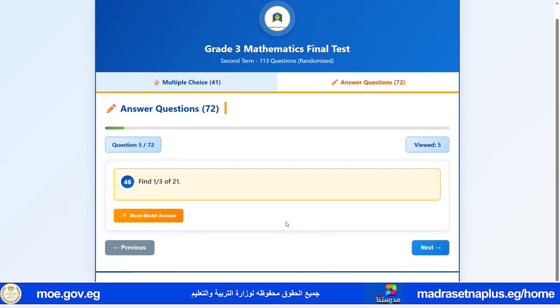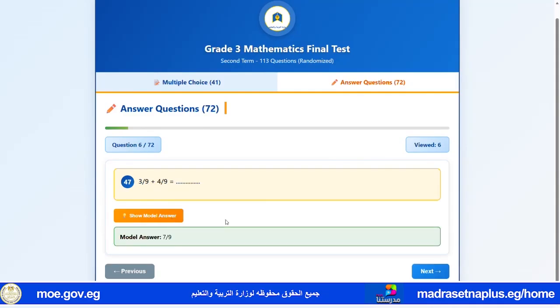1/3 of 21, that means 21 divided by 3 to get 7. 3/9 plus 4/9 equals, yes, good, 7/9.